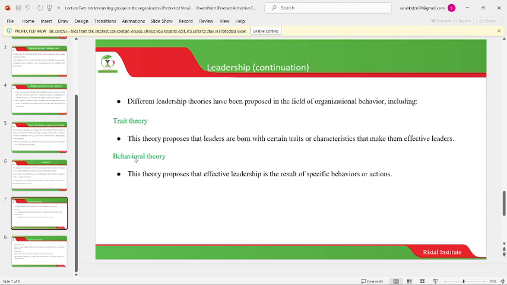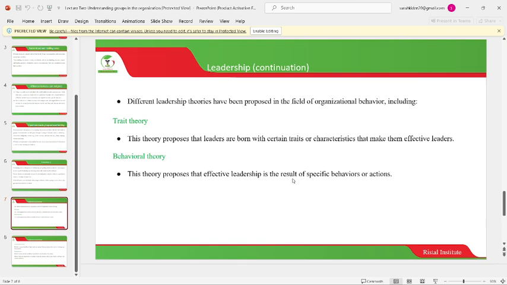We have another theory, which is behavioral theory. This theory proposes that effective leadership is the result of specific behaviors or actions. In other words, this theory focuses on the actions and behaviors of the leader rather than their personality or traits. It suggests that leaders can be trained and developed.